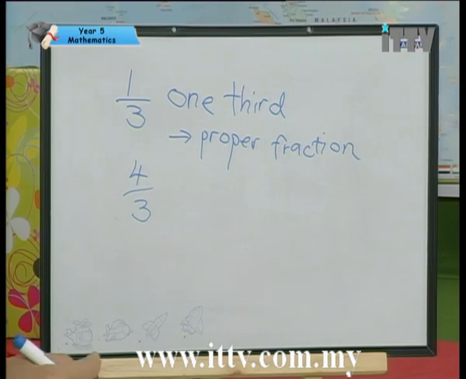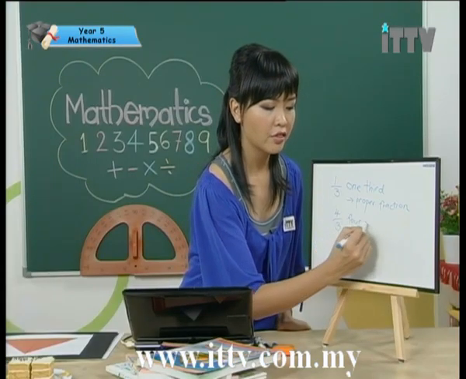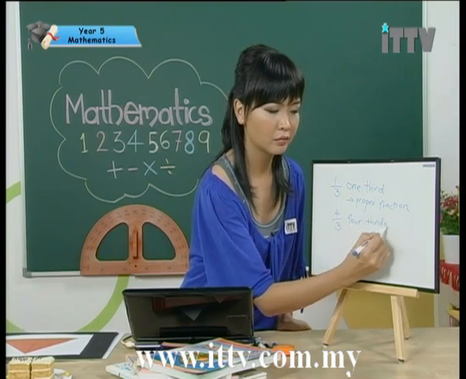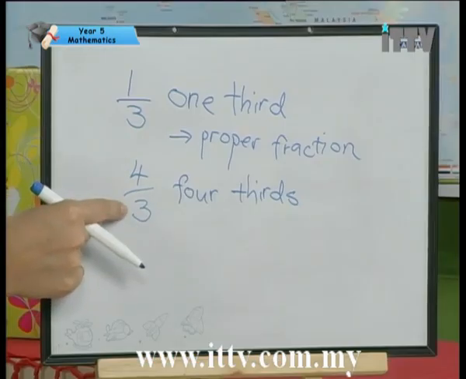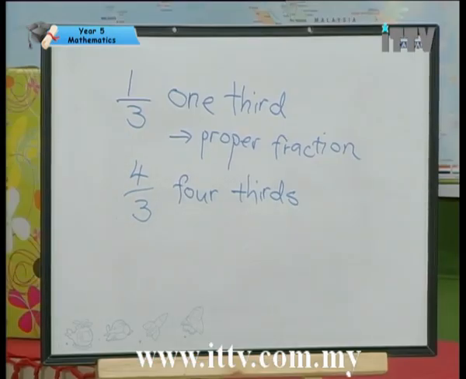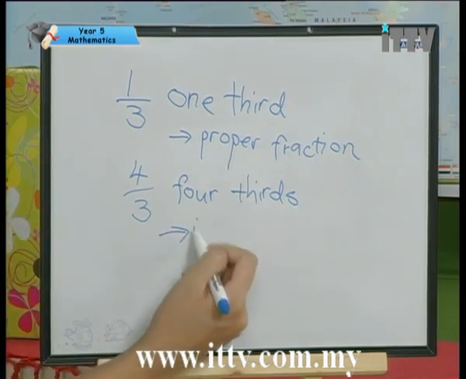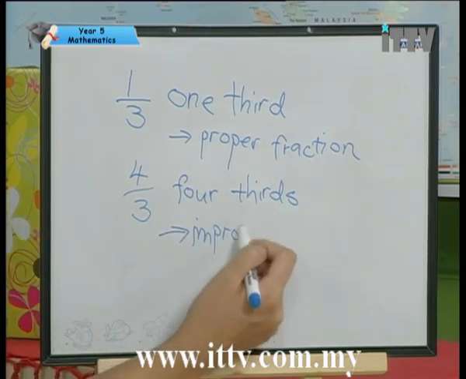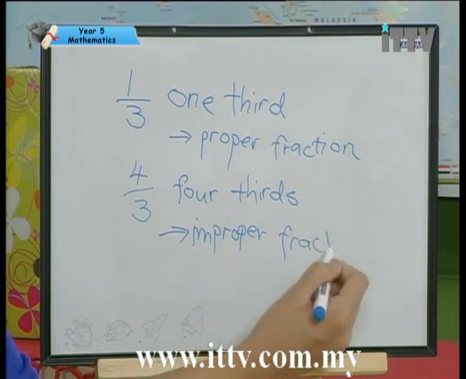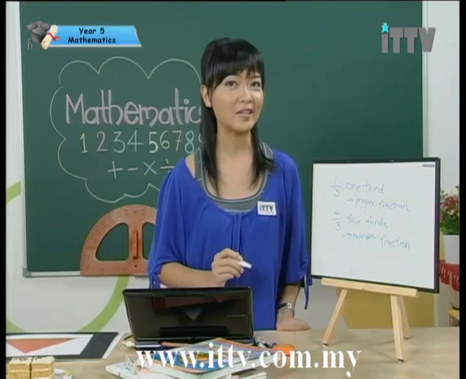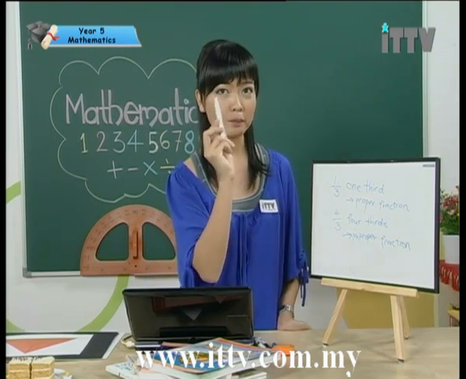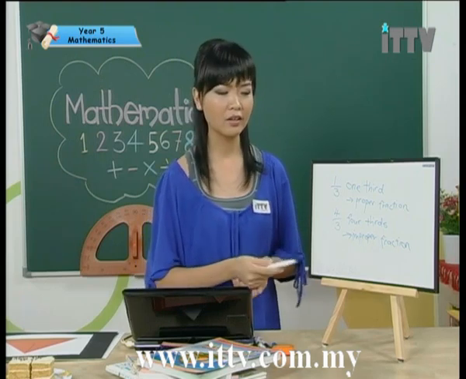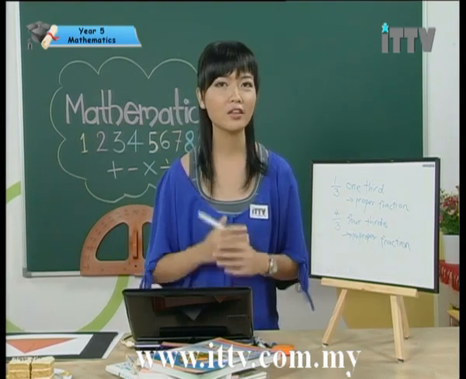Now, how do we read this? 4 over 3. We can also call it 4/3. Or 4 over 3. Can you see? The denominator is smaller than the numerator. When the numerator is bigger, this is an improper fraction. Pretty easy, right? You just have to remember, for proper, the numerator is smaller. Improper will be the other way around. The numerator is bigger than the denominator.